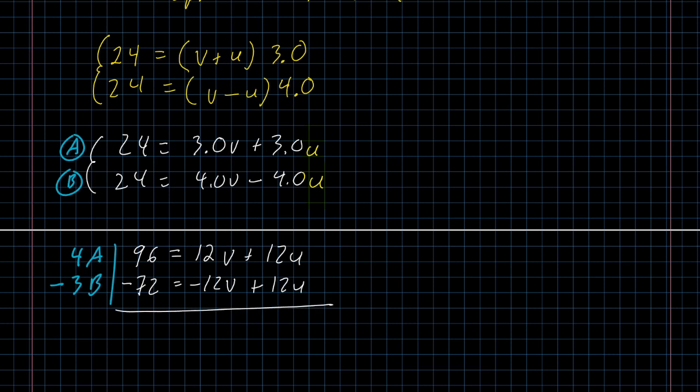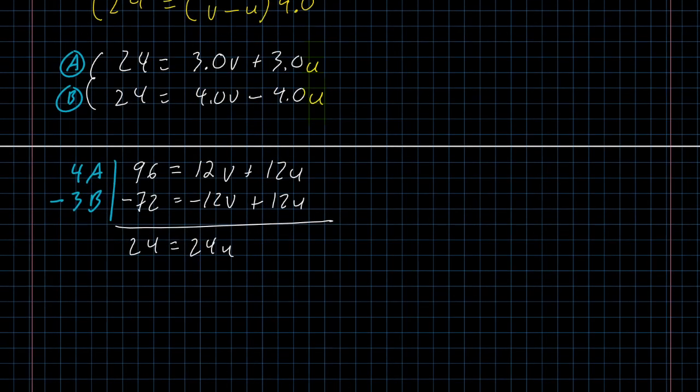And when we add these together, 96 minus 72 is 24. 12v minus 12v is 0. We've eliminated v, which is what we said we wanted to do. And 12u plus 12u is 24u. Divide both sides of the equation by 24, and I get 1.0 is the value of u.